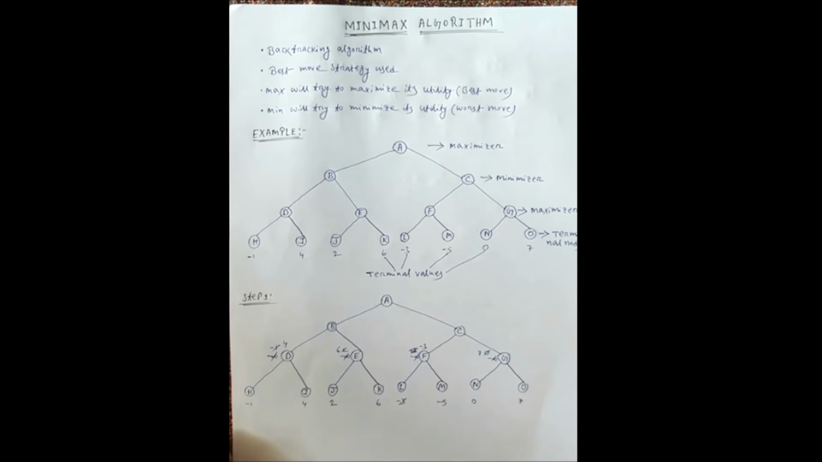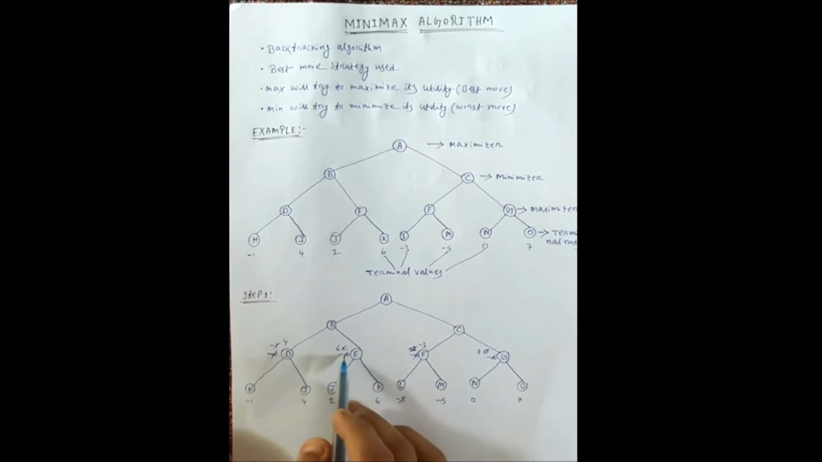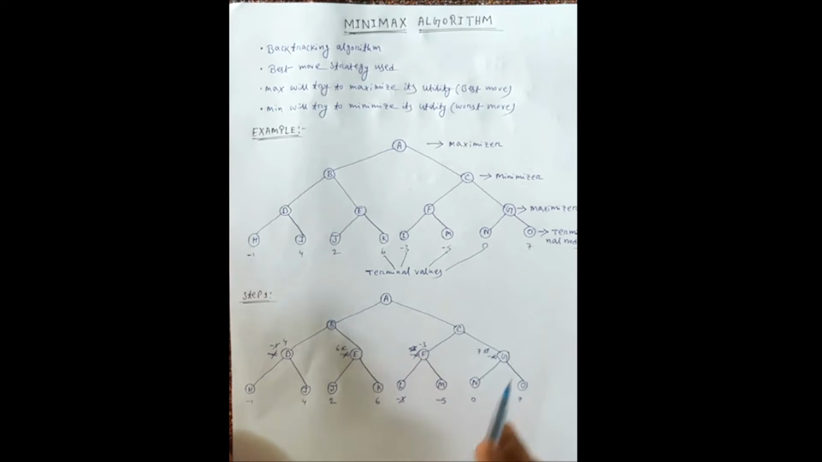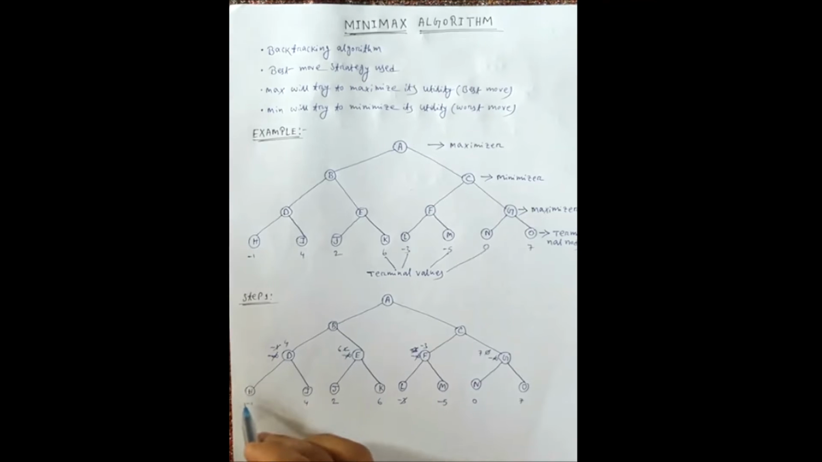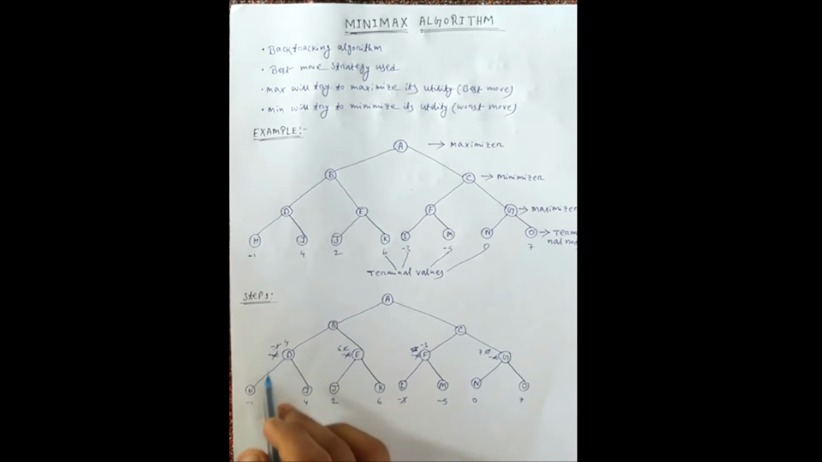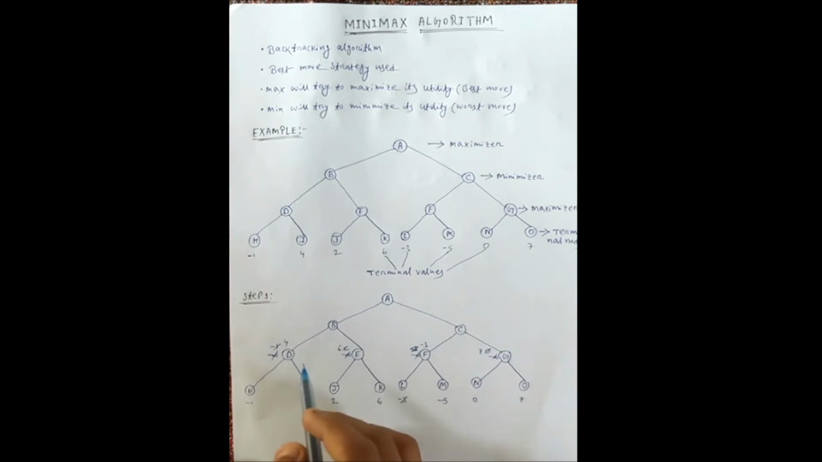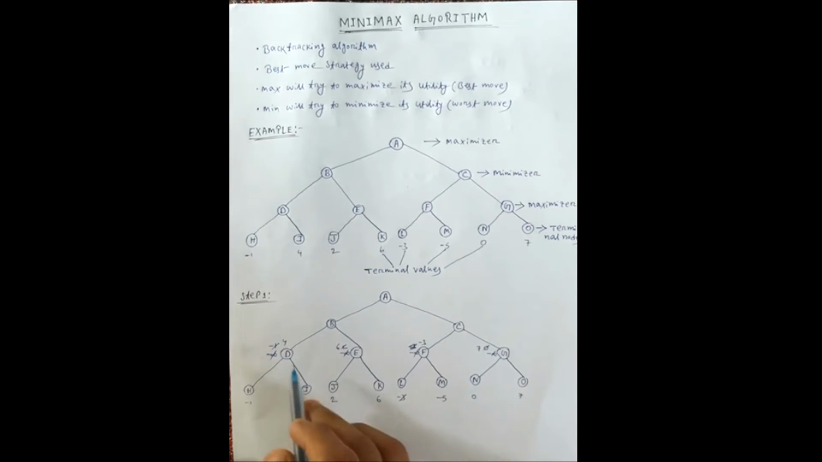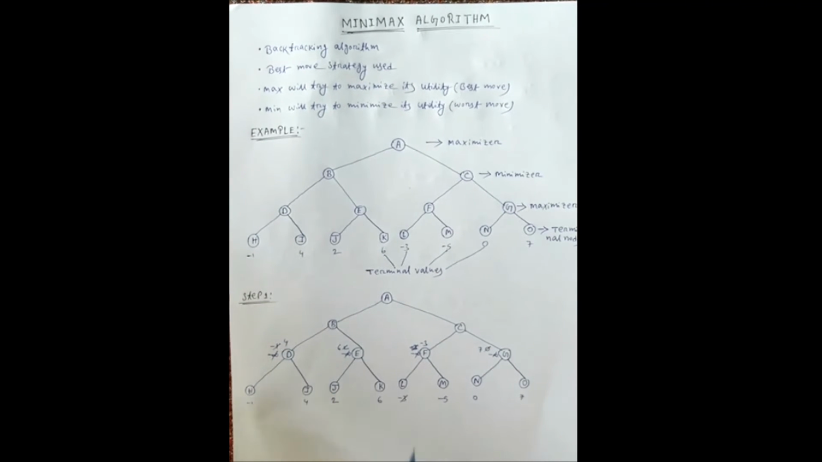Here you can see I assigned minus infinity to the maximizer and I have compared it with the terminal nodes. Here minus infinity and minus 1. The maximum is minus 1, so I replaced it with minus 1, and again I compared it with 4. The maximum between them is 4, so I again replaced it with 4.